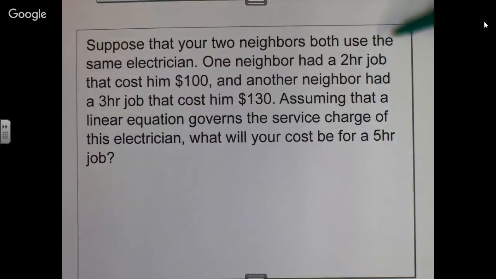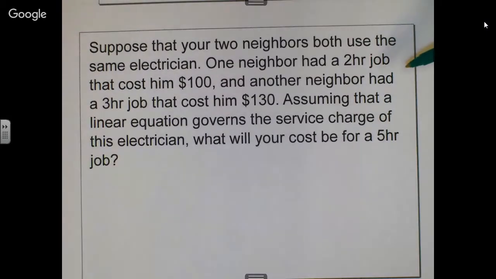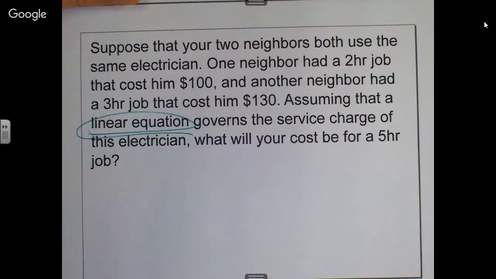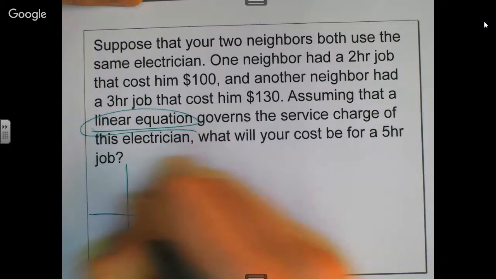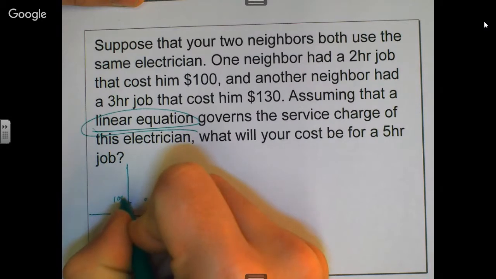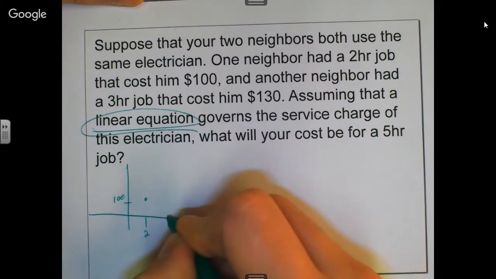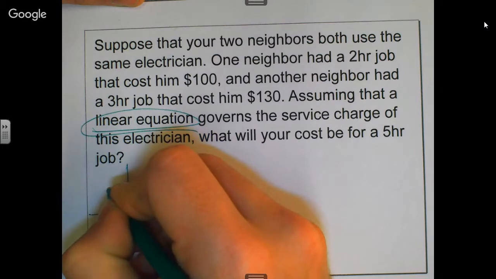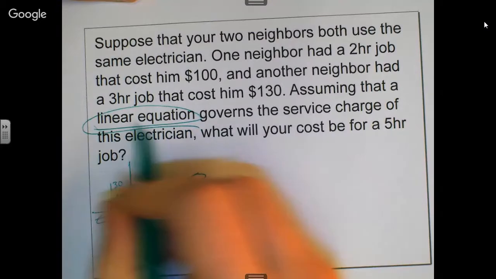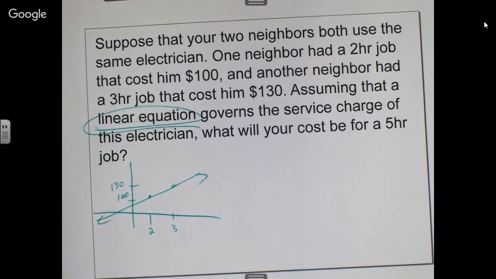Suppose your two neighbors both use the same electrician. One neighbor had a 2-hour job that cost him $100. The other neighbor had a 3-hour job that cost him $130. Assuming that a linear equation governs the service charge of this electrician, what will your cost be for a 5-hour job? So again, we have a graph here. We've got 2 hours, $100, and we have 3 hours, $130. And so here and here. And I want to know what's the equation for this electrician.